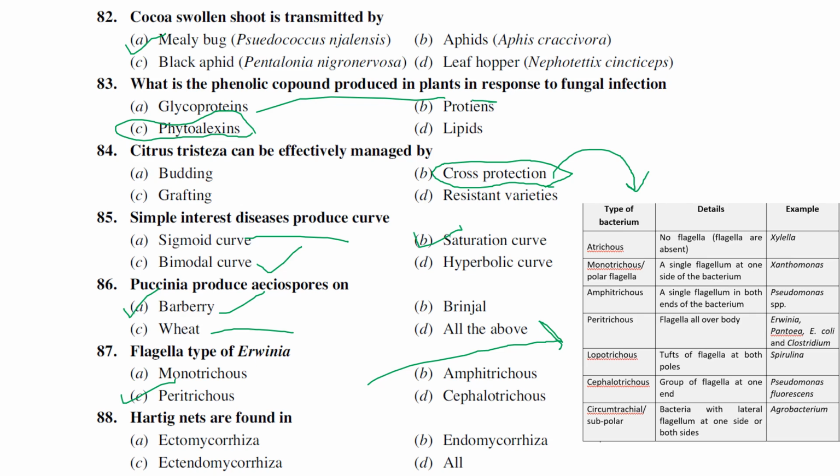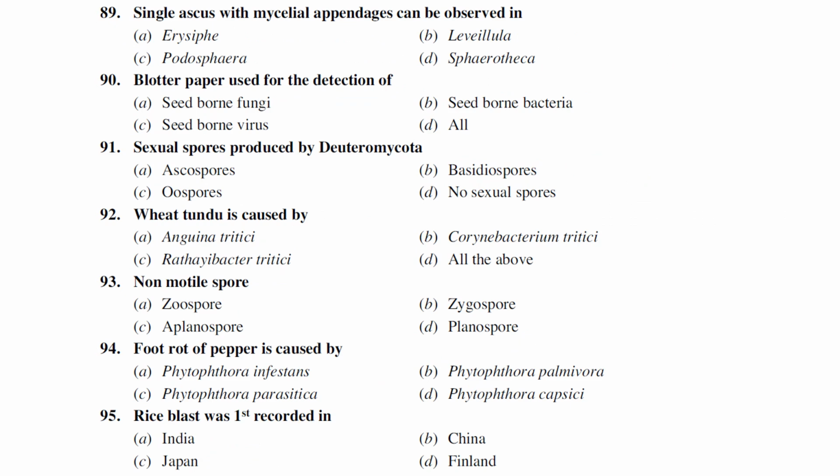Hartig net is found in ectomycorrhiza, endomycorrhiza, ectendomycorrhiza, all. Generally these Hartig nets are found in ectomycorrhiza. This is also a very important question that was repeatedly asked before. Single ascus with mycelial appendages can be observed in Erysiphe, Leveillula, Podosphaera and Sphaerotheca. Generally, this is found in Sphaerotheca.